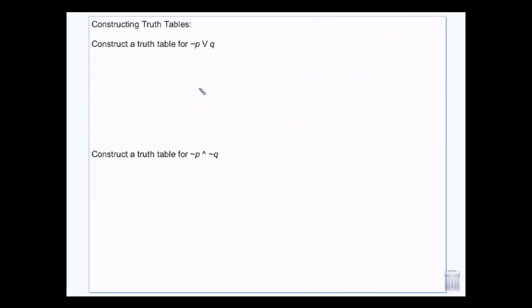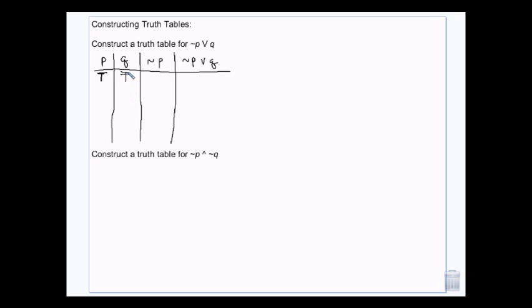Now we're going to construct one. We need to construct a truth table for not P or Q. Okay, so I need P, because I have to have P in order to have a not P, and I need a Q. And then I need my not P, and then I need not P or Q. Okay, if P is true, and then Q could be true, but if P was true, not P is going to be false. So I'm doing false or true, that's true.